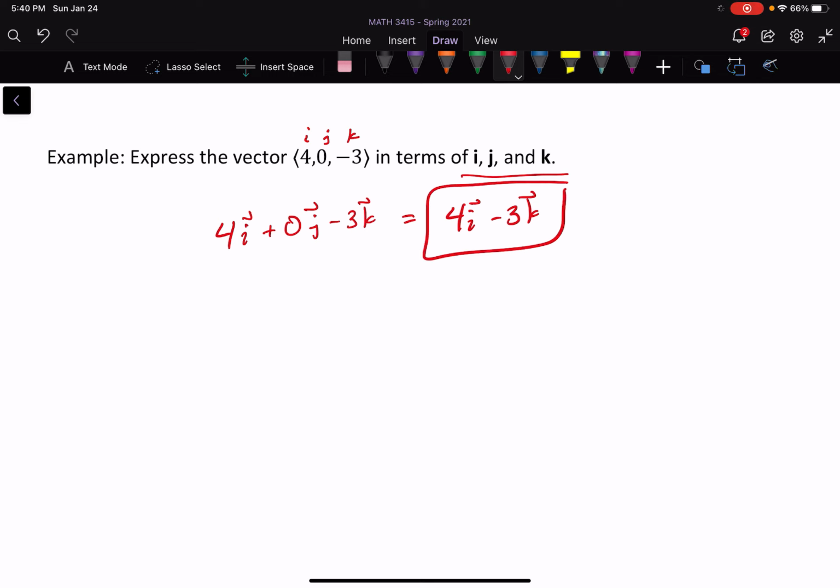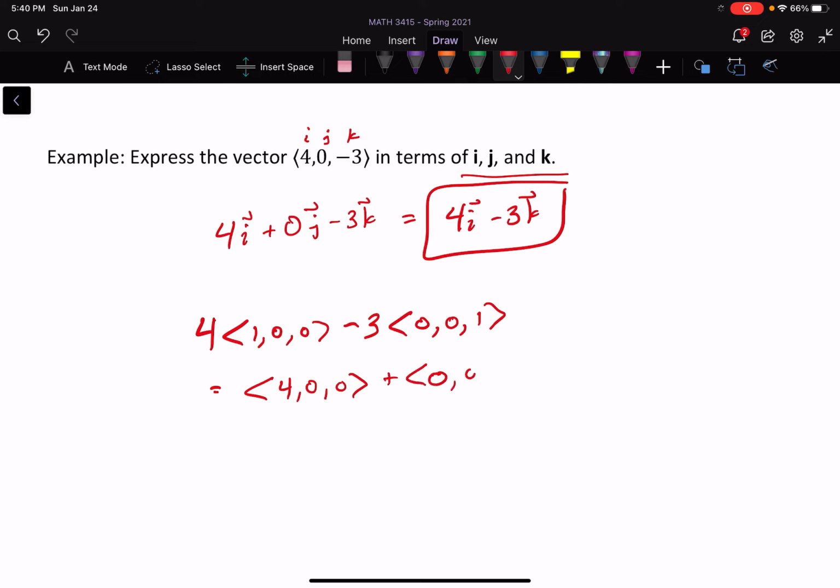And if you're skeptical that this is actually the same thing as (4, 0, negative 3), you can just say 4 times i, that's (1, 0, 0), and then minus 3 times k, which is (0, 0, 1). So that's (4, 0, 0) using scalar multiplication. And then this will be plus (0, 0, negative 3), like that. And then if you do vector addition here, we get (4, 0, negative 3). And of course it's the same thing.